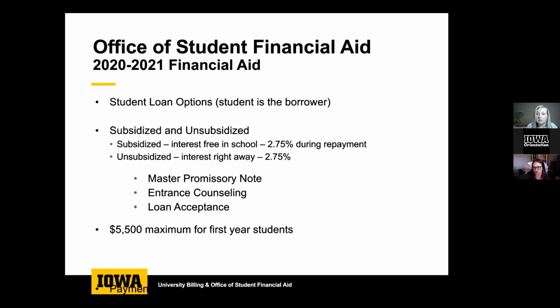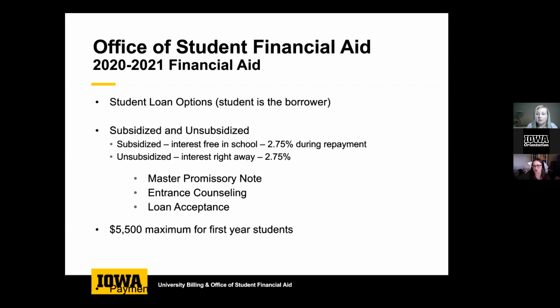Some students do choose to make payments while in school to keep up on the interest, but this is completely optional. If you plan on taking out a Stafford loan, there are a few steps you will need to complete. A master promissory note, which is your promise to pay the loan back once you're done with school. And entrance counseling, which entails reading through loan information about being a smart loan borrower. There's a little quiz that goes along with that.